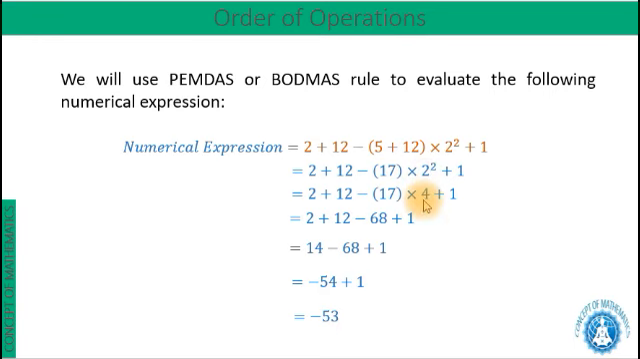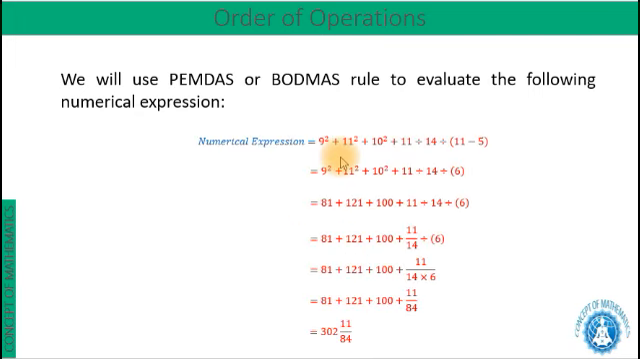Then we look for a division or multiplication sign. We have multiplication here, so we will multiply 17 by 4, which turns out to be 68. And the remaining part can be easily done from left to right, since it is addition and subtraction only. We get negative 53. Now we will move on to our last numerical expression.